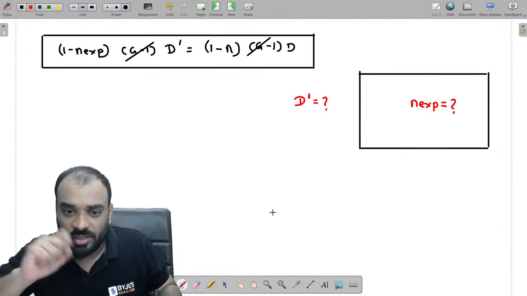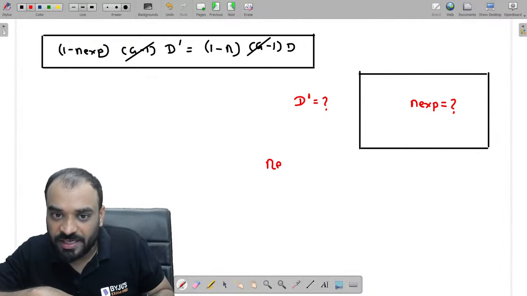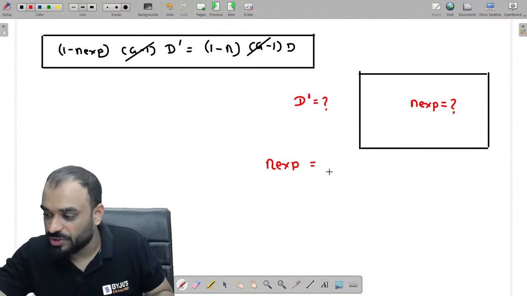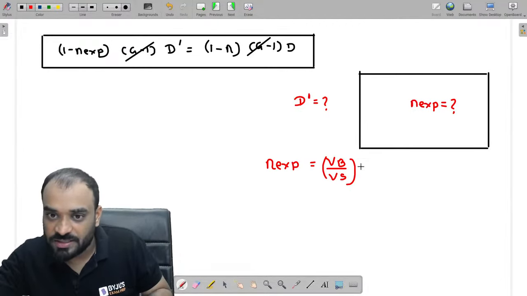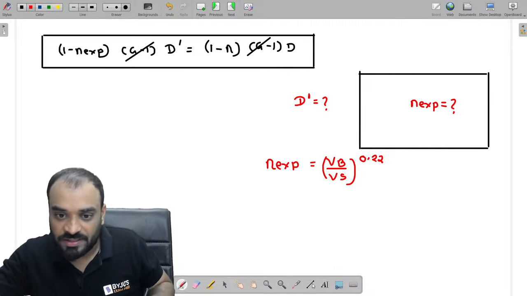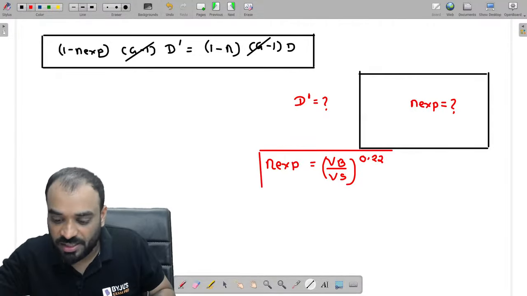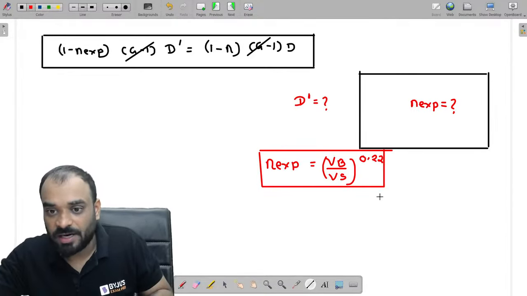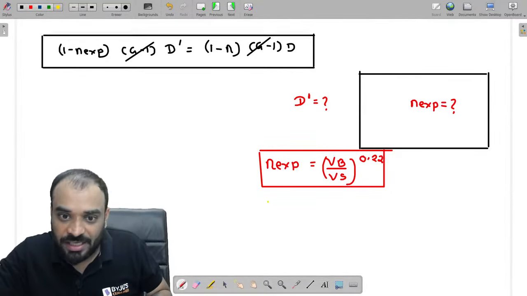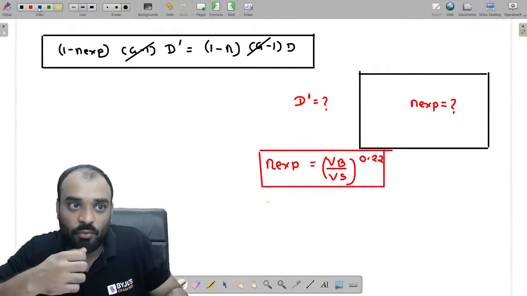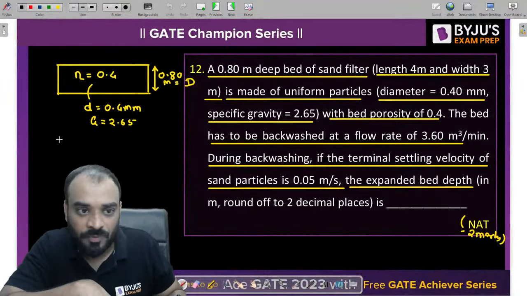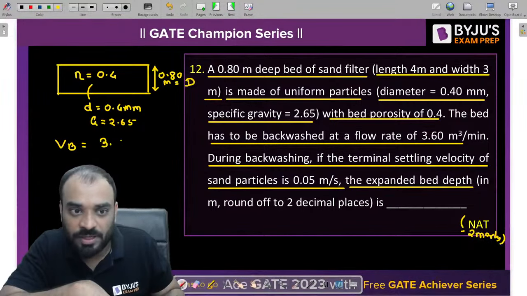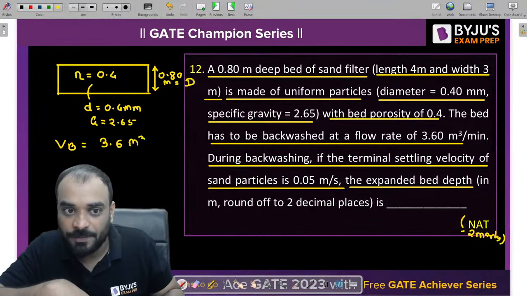Okay. Now let me explain one more point. How to calculate theta expanded? There is one relation, guys, which you have to use. Theta expanded is equal to (backwashing velocity upon settling velocity) raised to the power 0.22. This is an empirical relation we can use to calculate the theta expanded value, correct? So guys, backwash velocity is already given to us indirectly. You can see that the backwash discharge is mentioned, which is equal to 3.6 meter cube per minute.